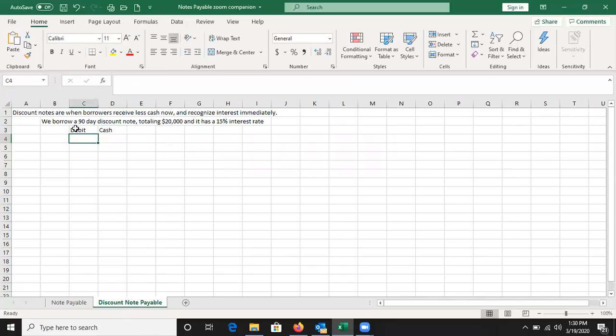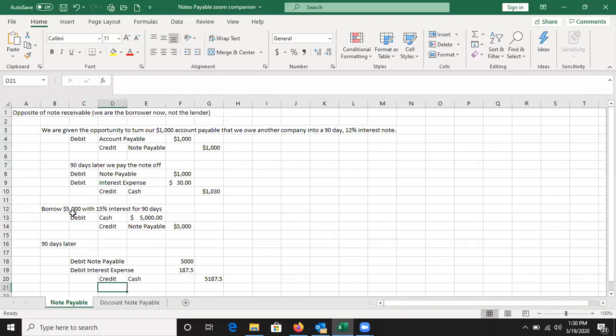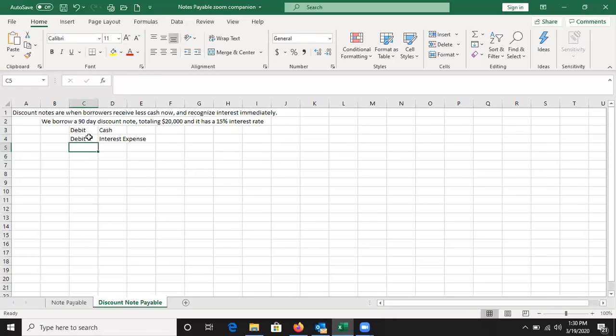The very day that we borrow the note, since it's a discount note, we're going to recognize interest expense. Okay, so this is the day we borrow it. Notice the difference. When we first borrowed with a normal note, we did not debit interest. See that? So we debit interest expense right away, and we credit notes payable. So this is the setup.